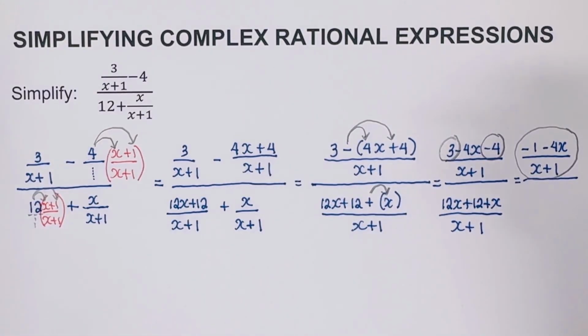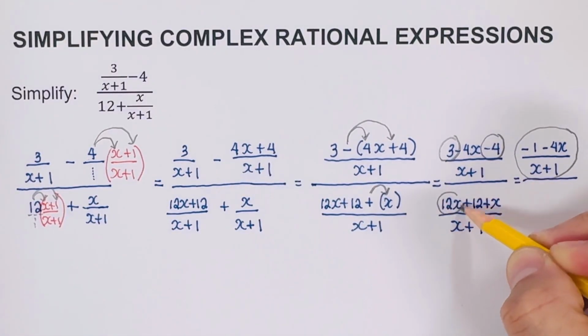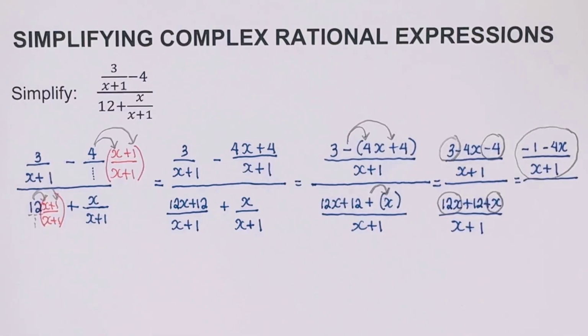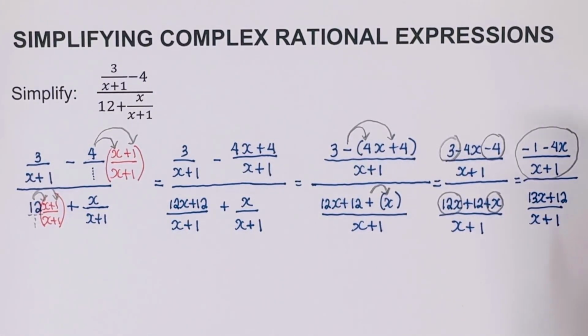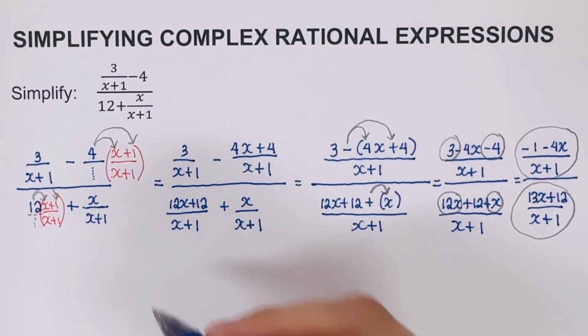Now we're going to combine like terms. In this case here we have 12x and x. So this would come out. And this will be our denominator. So then we go ahead and simplify this further.